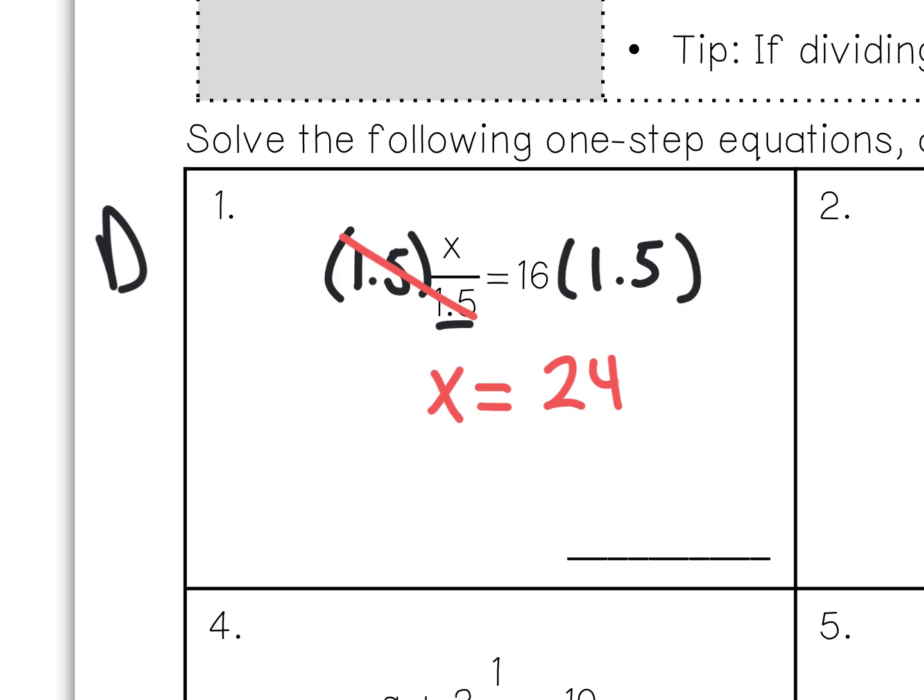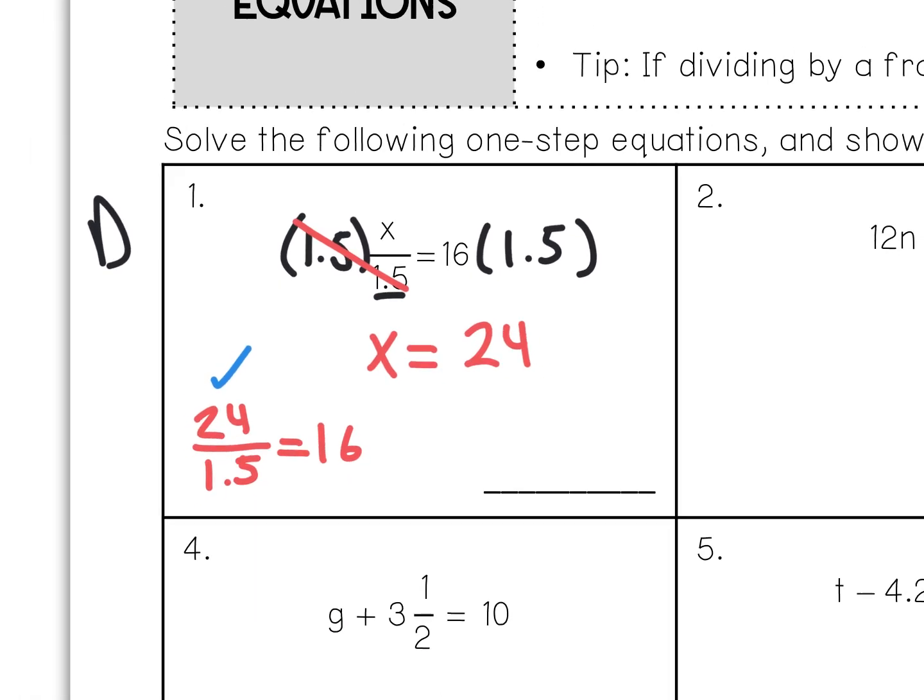Okay, now that's the first half. The second half is to put it back in our equation to see if it works. So 24 divided by 1.5 equals 16. We need to check to see if this works. So put 24 divided by 1.5. Okay, so it does work. 16. Great.